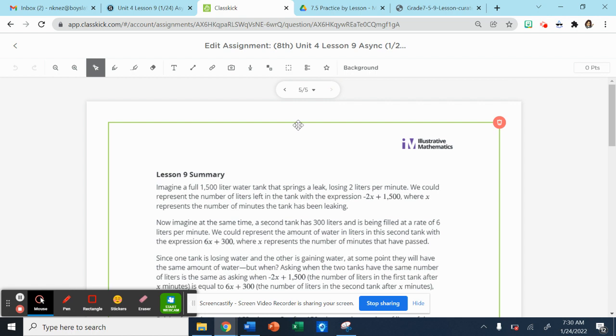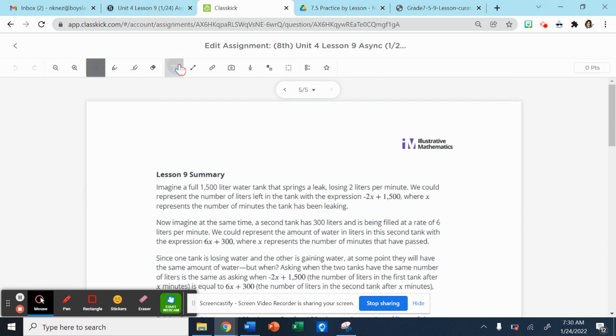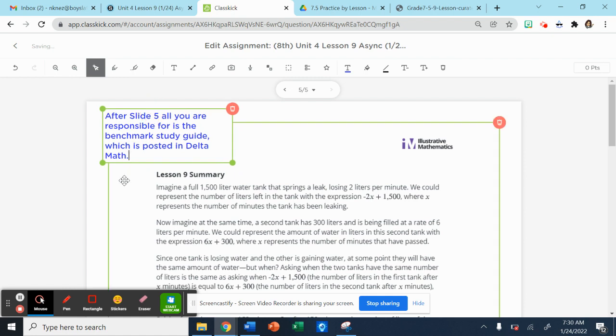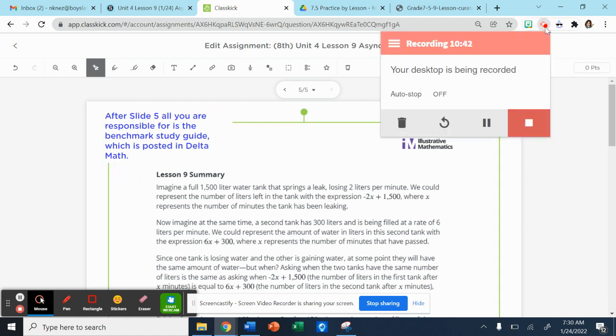Once you're caught up on slide 4, you can look at the lesson summary on slide 5. After slide 5, all you are responsible for is the benchmark study guide, which is posted in Delta Math. That benchmark test is coming up on Wednesday, so make sure that you take a look at the study guide. If you have any questions, please make sure that you are sending me an email.